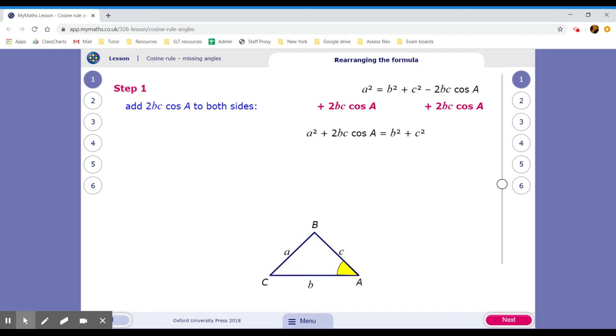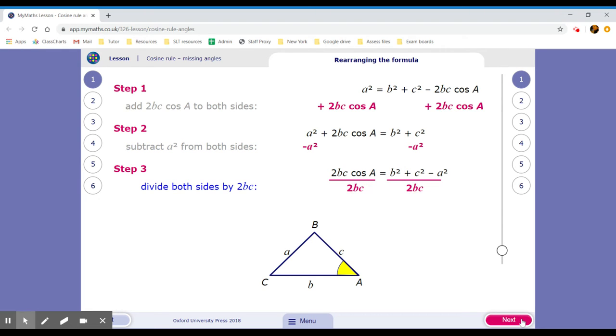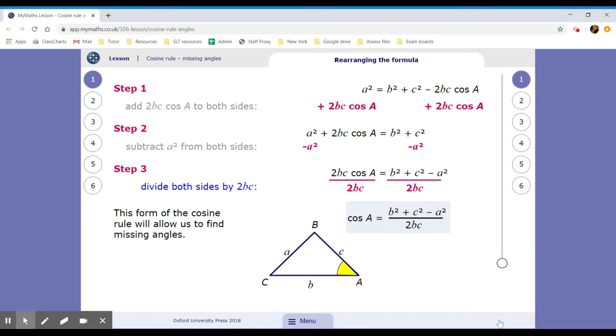And remember, it's the cos A that I'm trying to get by itself. So the thing that's least involved at this point is the A squared, which is currently being added. So to get rid of that one, I need to subtract the A squared from both sides. That will give me this equation. And then again, finally, to get the cos A by itself, well, 2bc is multiplying cos A, so I'm going to divide by 2bc on both sides to give me this equation. And on the left-hand side, the 2bc's will cancel to leave me with this new formula.